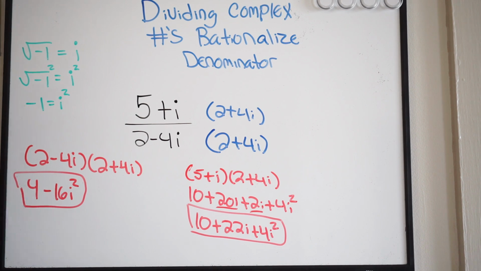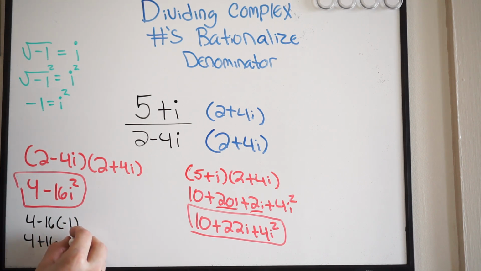So I'm going to write underneath here, we have 4 minus 16 times -1. Just simply replacing i squared with -1. And when we do this, we get 4 plus 16, and this all equals 20. So again, that is our denominator. We have 20 now on the bottom.